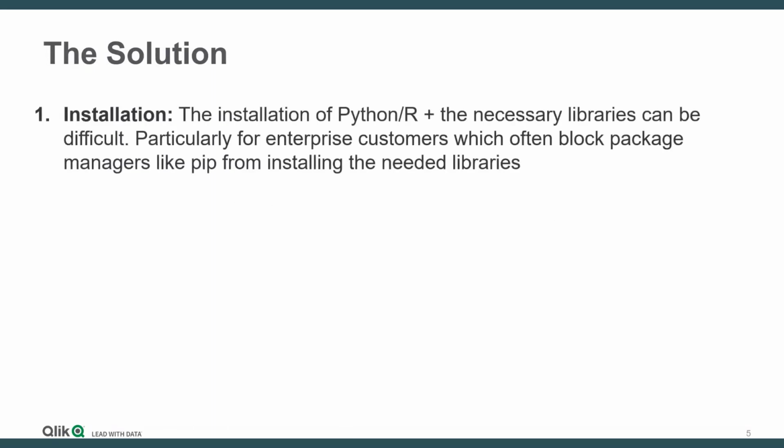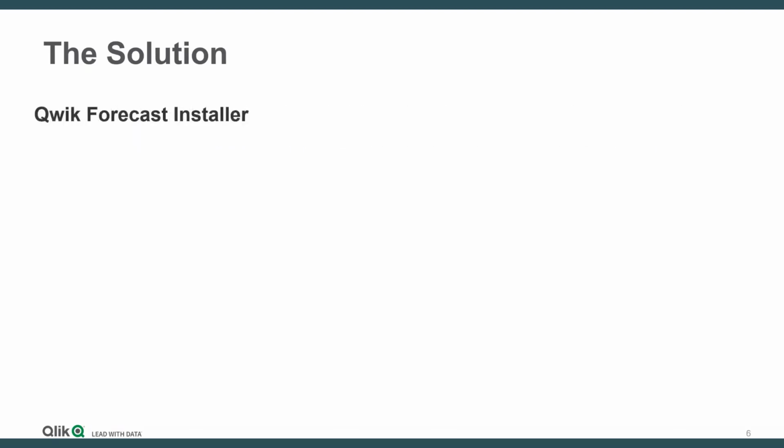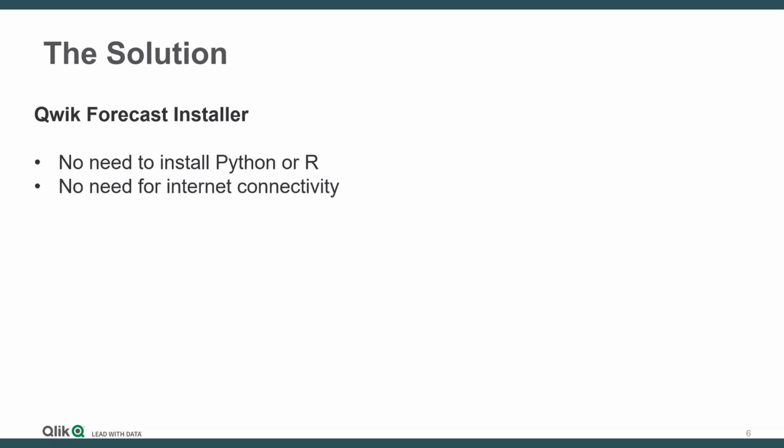That is the solution. We have to break it into two parts here. So the first part, how do we address the issue with the installation? That's the Qwik Forecast installer. So basically, it's an installer. What's nice about it is you do not need to install Python or R before using it. You don't need to do anything like that. You also don't need to have any internet connectivity to use it.